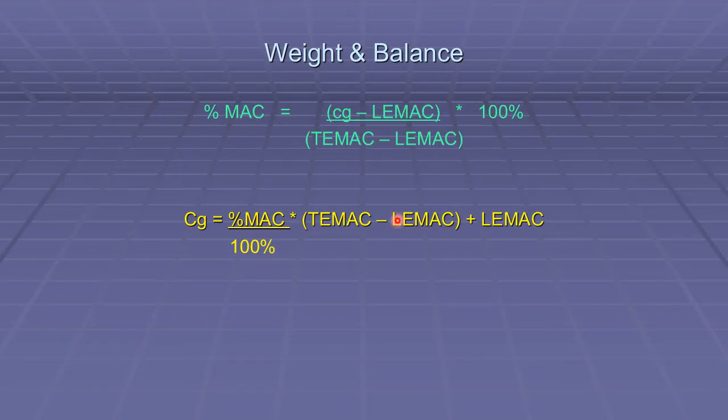The two equations on this slide will help us in solving our weight and balance problems using the mean aerodynamic chord. The first equation, the one in green, is utilized when we need to convert from a center of gravity given in inches from datum to one expressed as a percent of MAC. The second equation is used when we need to convert from a center of gravity given as a percent of MAC to one expressed in inches from datum. In either instance, we will be given both the leading edge mean aerodynamic chord and the trailing edge mean aerodynamic chord expressed in inches from datum.